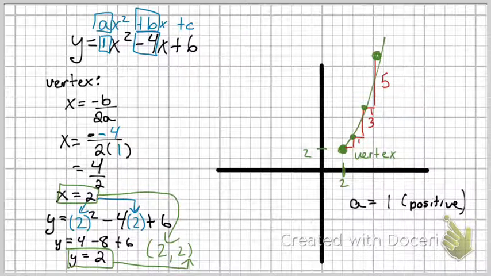And we could kind of connect the dots, but that only gives us half a parabola. So like we said, from the vertex we could reflect that over to generate more points going to the other direction, which will give us a nice little parabola like that.